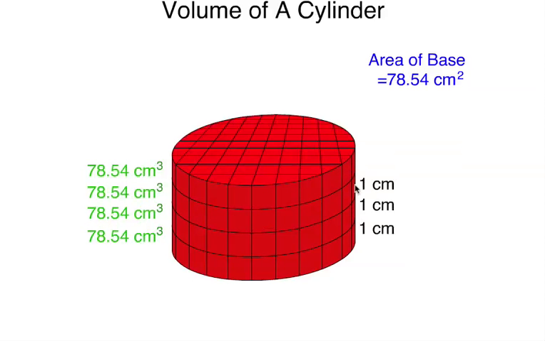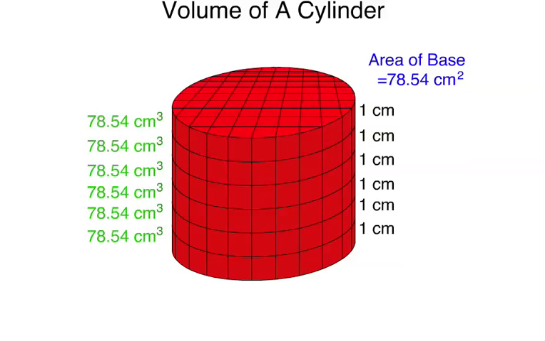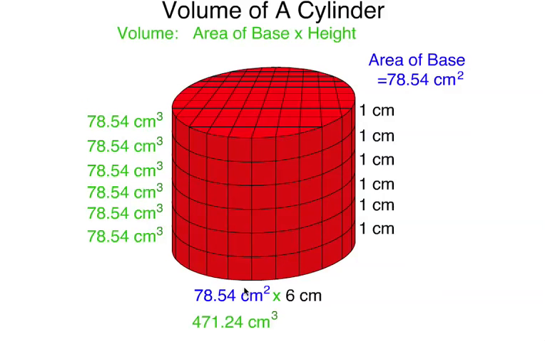Okay, and then we're looking at the height of it as being a number of layers, and that's it, right? So if the height of this thing is 6, we're going to have 6 layers that are 1 centimeter thick. And there we go. So the total volume is going to be the area of the base times the height.